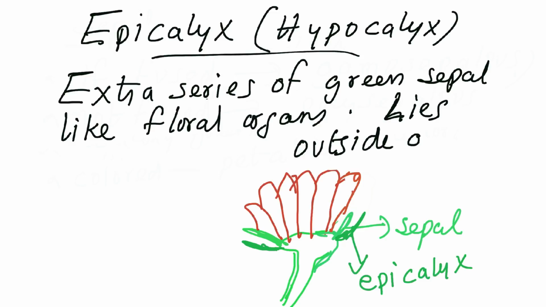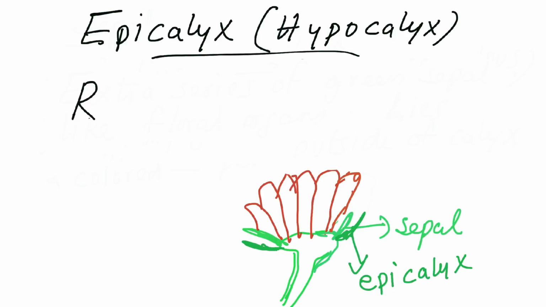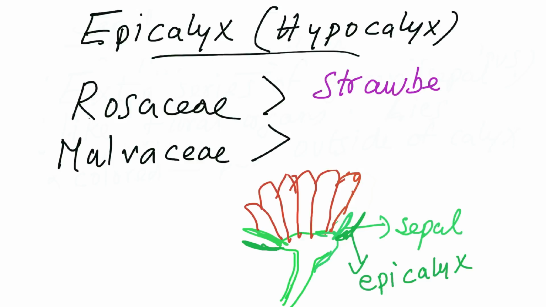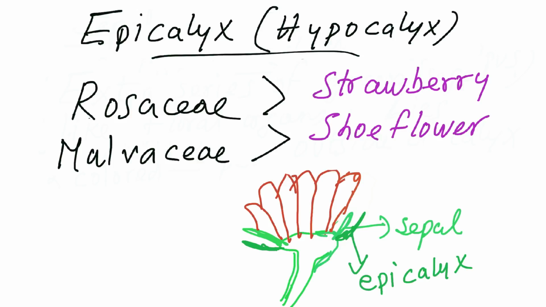Now, with this Epicalyx or Hypocalyx, an important thing to note is that it's commonly seen in the families Rosaceae and Malvaceae, and we have very famous examples in both cases. In Rosaceae, we have the strawberry, and in Malvaceae, of course, the famous common shoe flower. So these two examples and the related families are very important as far as the NEET exam is concerned.